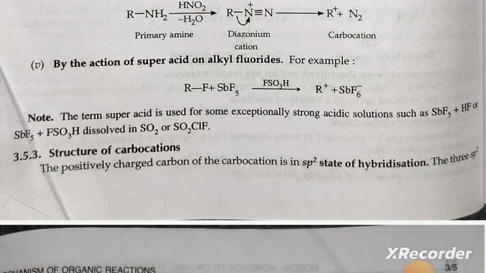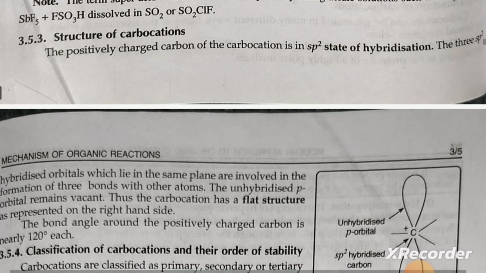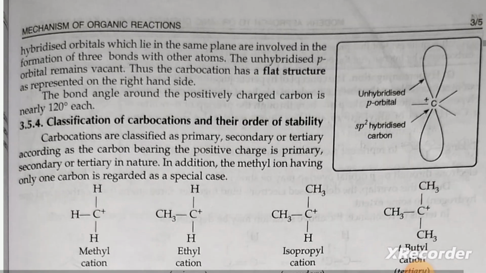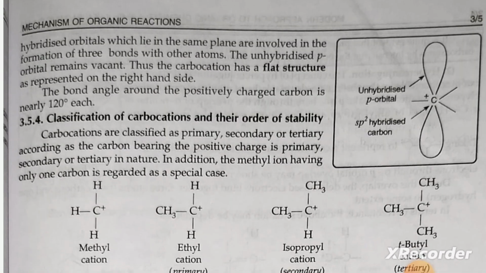Structure of carbocation. The positively charged carbon of the carbocation is in the sp2 state of hybridization. The 3 sp2 hybridized orbitals which lie in the same plane are involved in the formation of 3 bonds with other atoms. The unhybridized p orbital remains vacant. Thus the carbocation has a flat structure as represented on the right hand side. The bond angle around the positively charged carbon is nearly 120 degrees each.